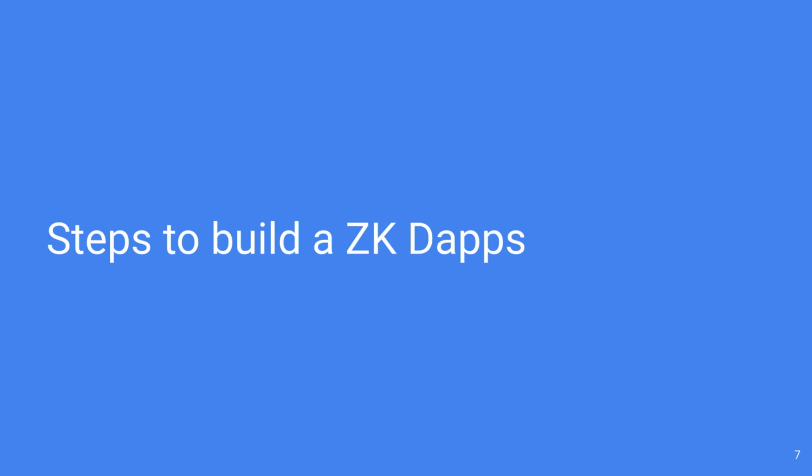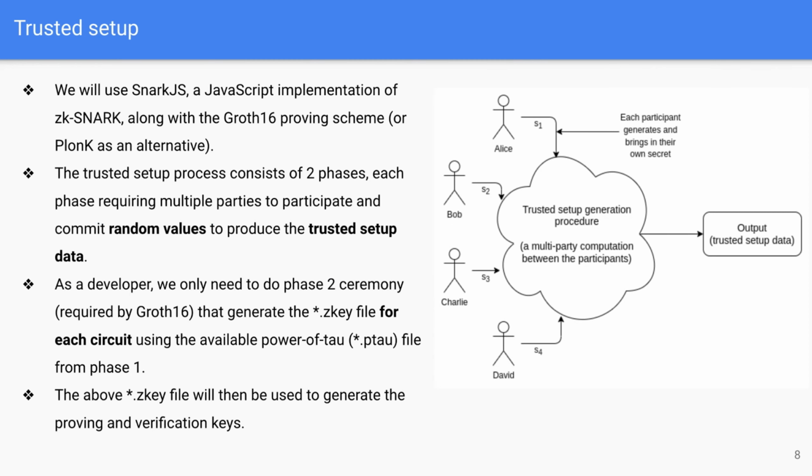In this section, we'll analyze the steps to build a ZK app using zk-SNARK. The first thing we want to talk about is the trusted setup process. Here, we'll use SnarkJS, which is a JavaScript implementation of zk-SNARK, along with the Groth16 proving scheme. Another scheme that can be used in SnarkJS is PLONK, which has a larger proof size compared to Groth16.